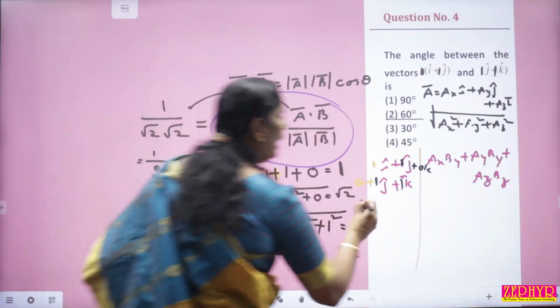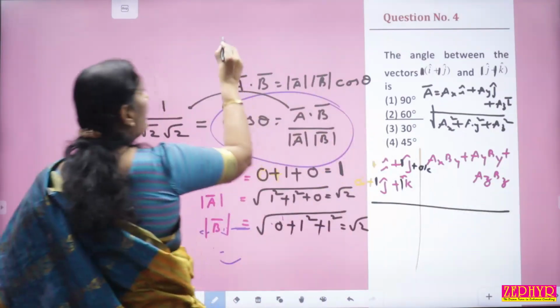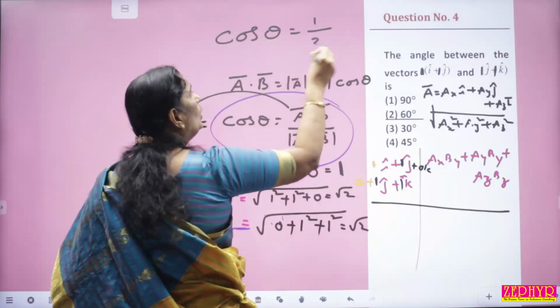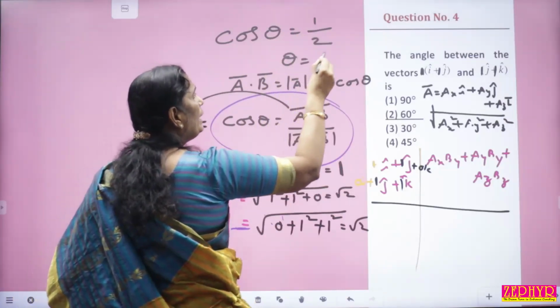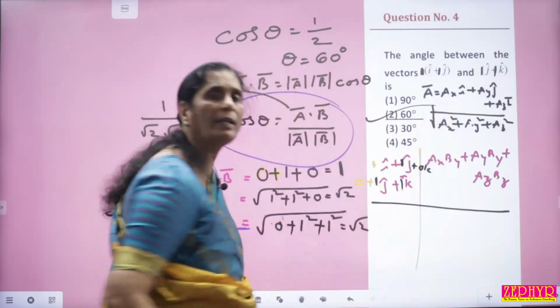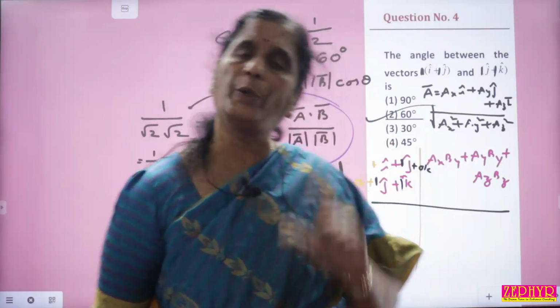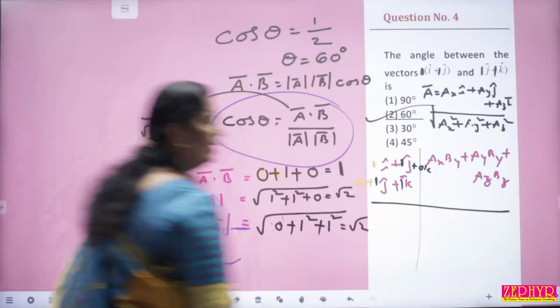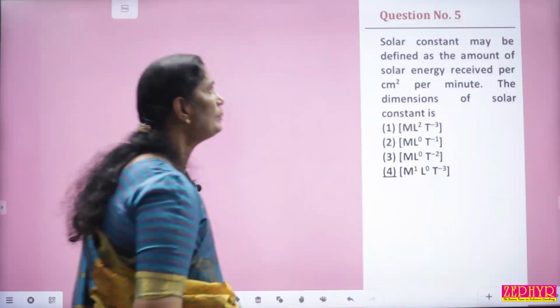So we can say that cos theta is equal to 1 by 2. So we can say theta will be equal to 60 degrees alle. So the angle between the two vectors is 60 degrees. Like that you have to do. Okay, students? Yeah, try. Yes. Okay. So we'll go to the next question.